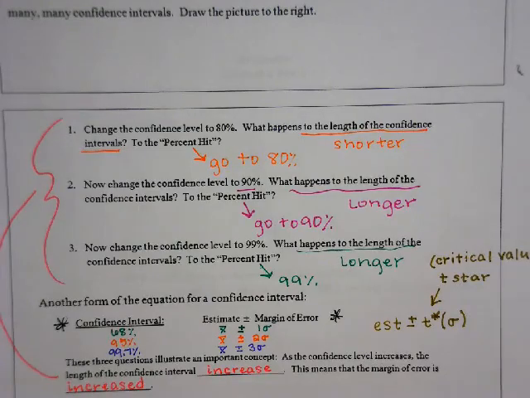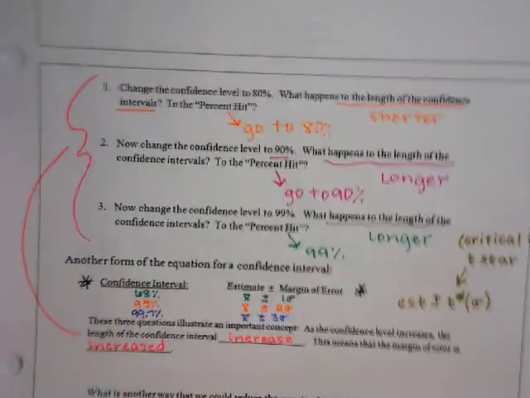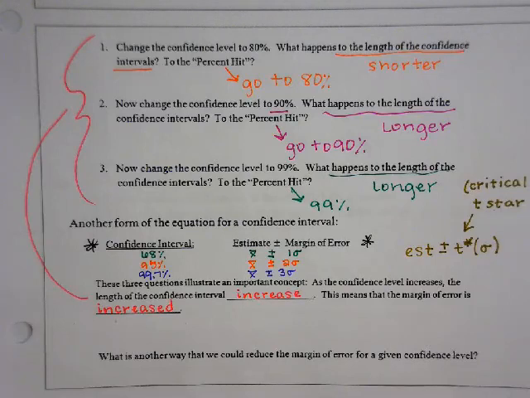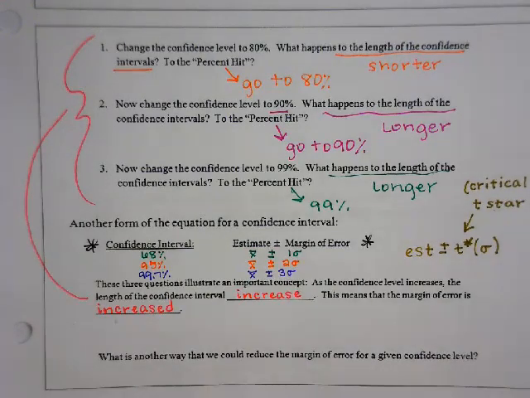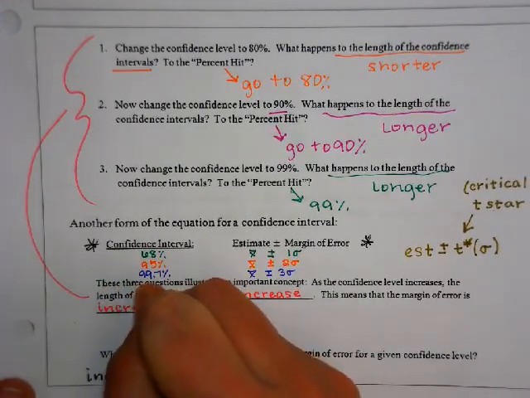All right, so we talked about how if we increase confidence, we're increasing our margin of error. So we can decrease our confidence to reduce the margin of error. But what's another way we could reduce margin of error? Increase the sample size. Thank you, Brooke. If we increase our sample size, we make the standard deviation smaller, and margin of error comes from your standard deviation. So if you decrease your standard deviation, you're going to decrease your margin of error.